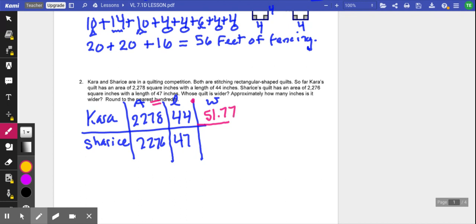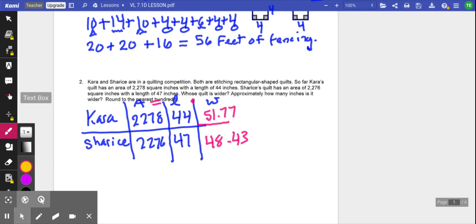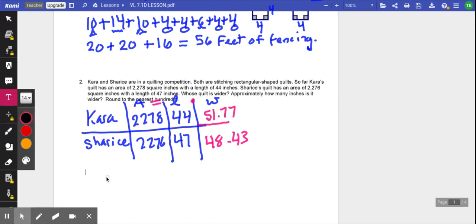Over here, 2,276 divided by 47, and I get this length is 48.43. Okay, so whose is wider? Well, Kara's is wider. So we'll answer that question. Kara's quilt is wider.